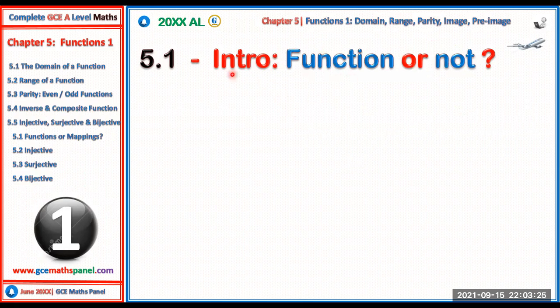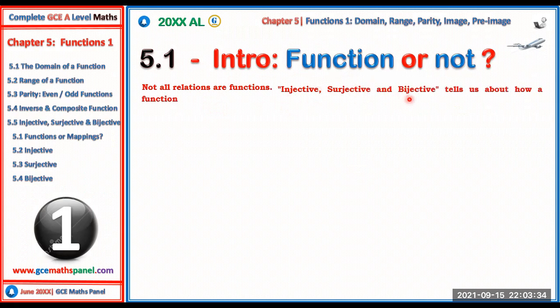This one is very important, and I'm sure we have done part of this in secondary school. So not all relations are functions. Injective, surjective, and bijective just tells us about how a function behaves. We are going to discuss all of that. And a function is a way of matching the members of set A onto set B.